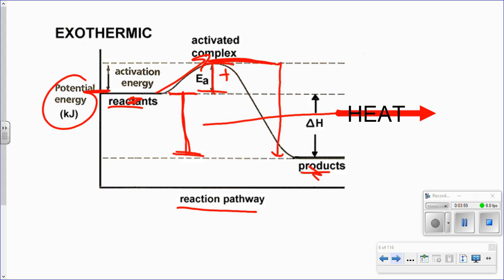So you have energy in versus energy out gives you this net here. This is the net. And notice most of the energy is out here, and you end up with heat, and then you end up with something that feels a little bit warm, okay? Let's look at an endothermic reaction.